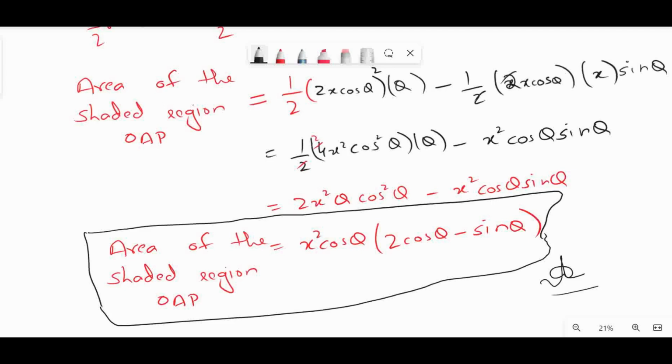I hope that the concept is clear. Let's move to question number 7. By expanding cos theta plus sine theta whole square, find the three solutions of the equation cos theta plus sine theta whole square is equal to 1.